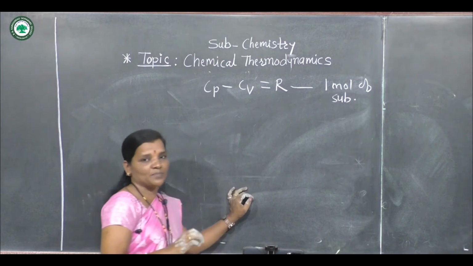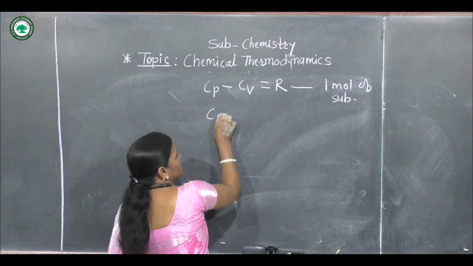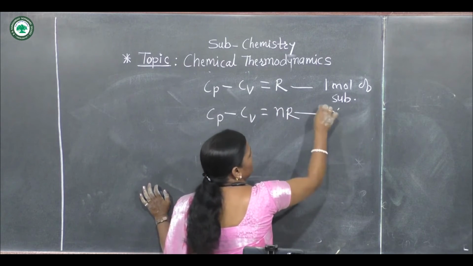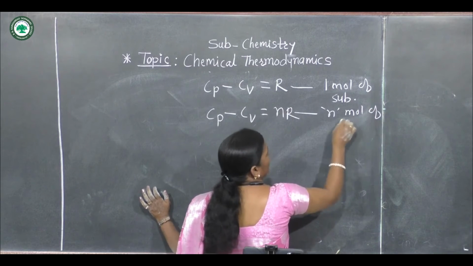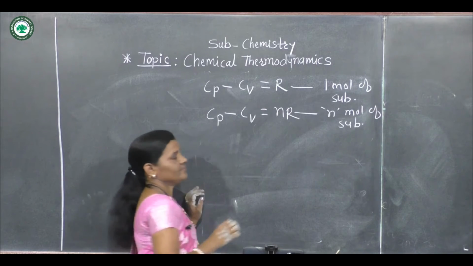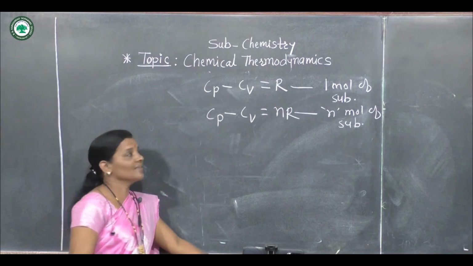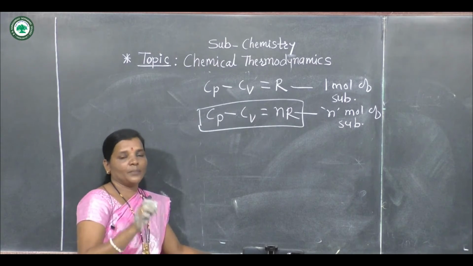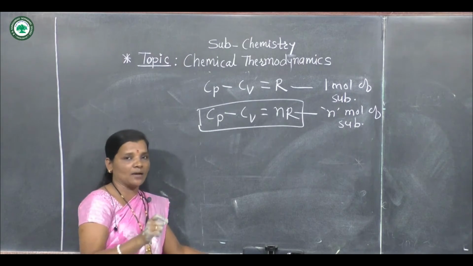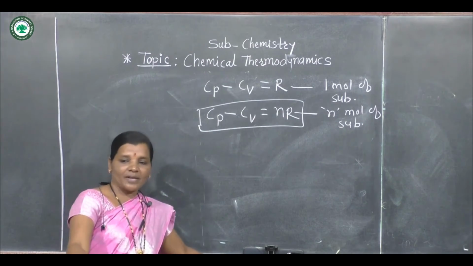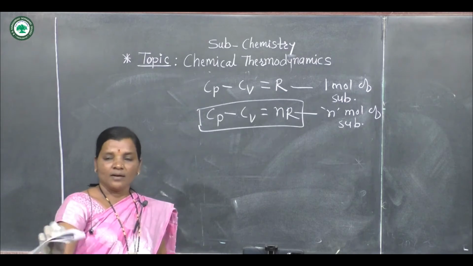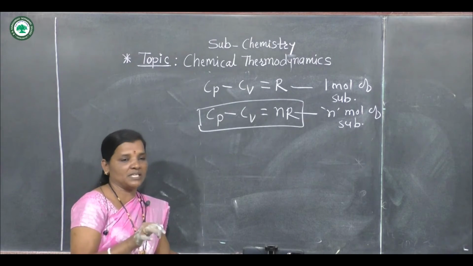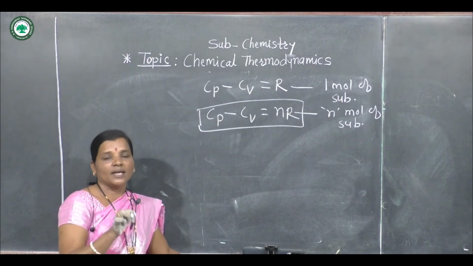1 mole of substance. Now here we can write Cp minus Cv is equal to N into R for N number of moles of substance. This relation is very important. Depending upon this, one of the formulas we have to see. Depending upon that, MCQs can be asked.